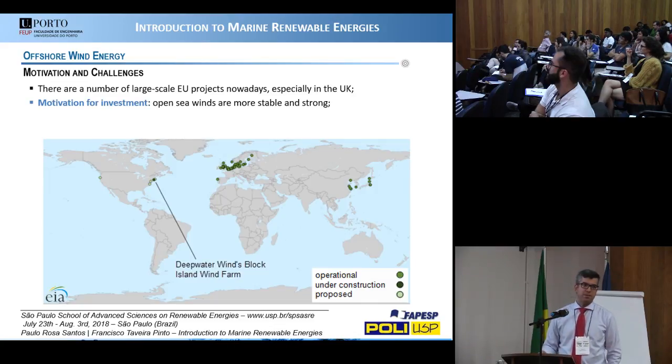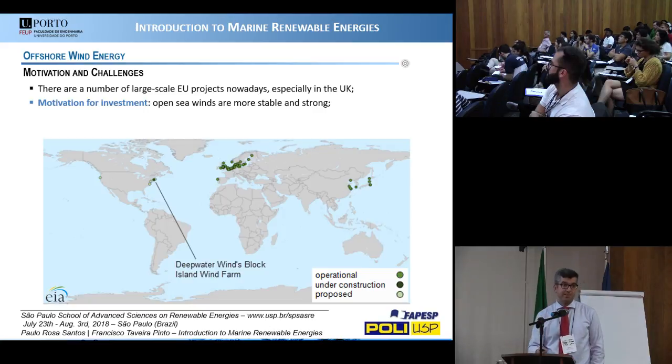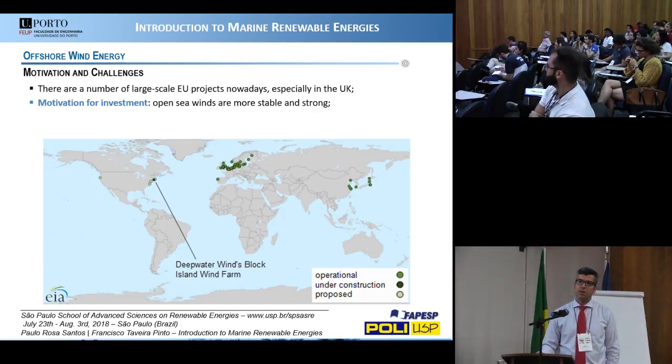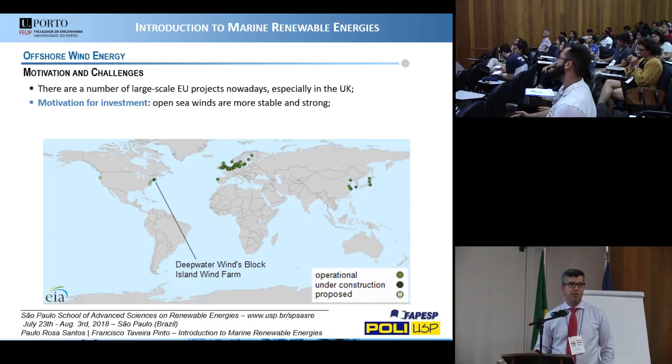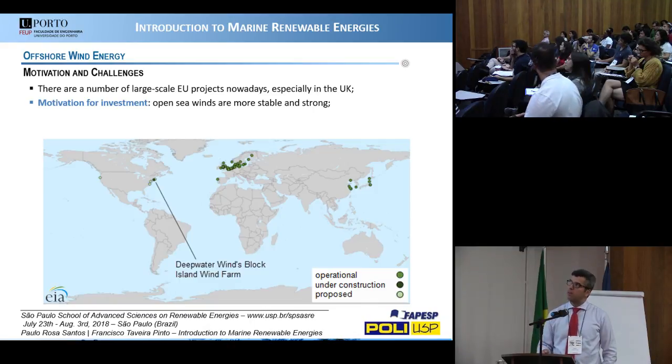And the motivation for that, because it is more expensive to install a wind turbine in the sea than inland, is that in the open sea we have more stable and stronger winds. Okay, and so that's the main motivation to go to the sea. In addition, there are also some limitations in terms of the size of the turbines that we can install inland that we do not have at sea, because it's easier to transport the turbine in a boat than in a truck to install the turbine on top of a mountain. So there are some constraints that we do not have at sea that justify all these investments to install wind turbines in the sea.